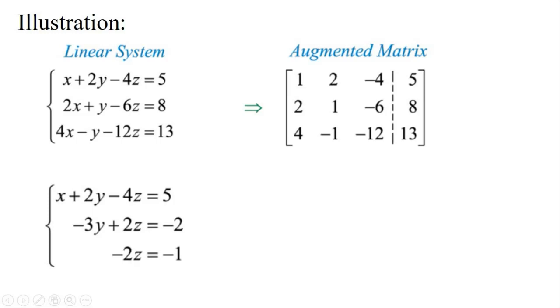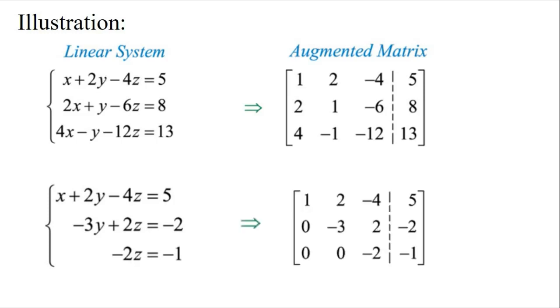Another illustration is this. We have three equations and three unknowns. The augmented matrix is given by this matrix. For the first equation, we have 1, 2, negative 4, 5. For the second equation, we have 0, negative 3, 2, and negative 2. For the last equation, we have 0, 0, negative 2, and negative 1.